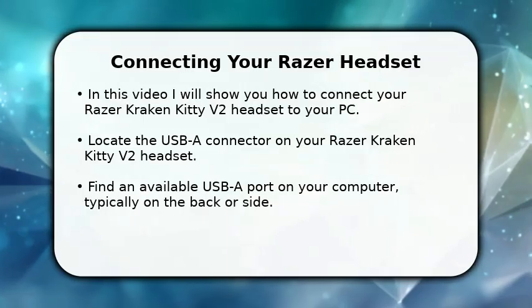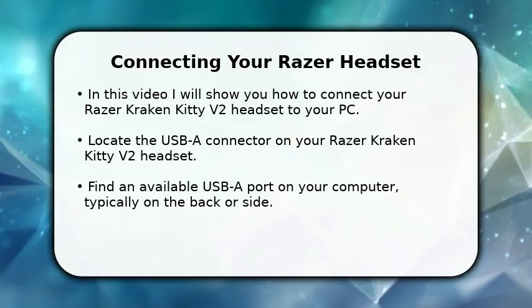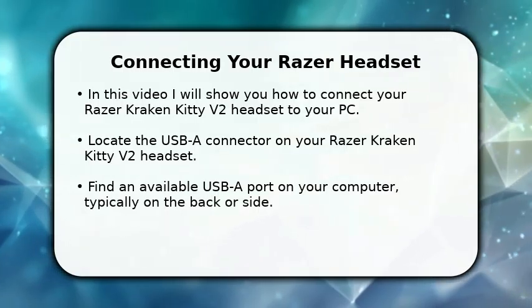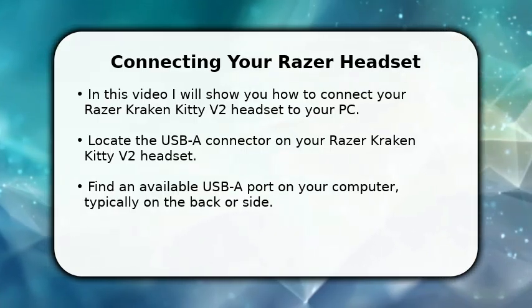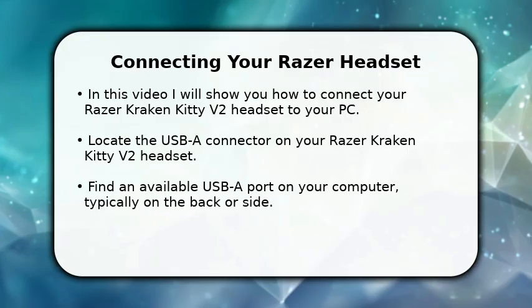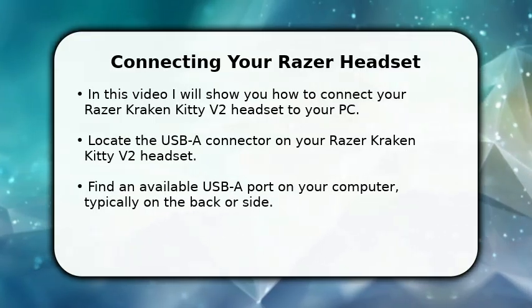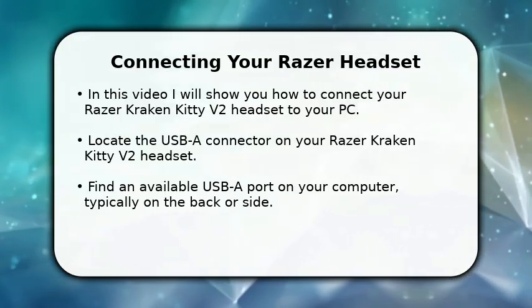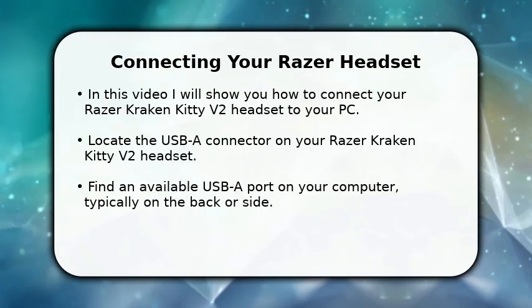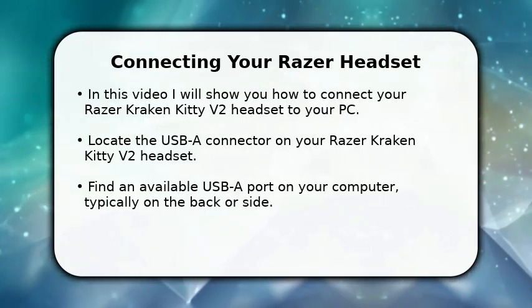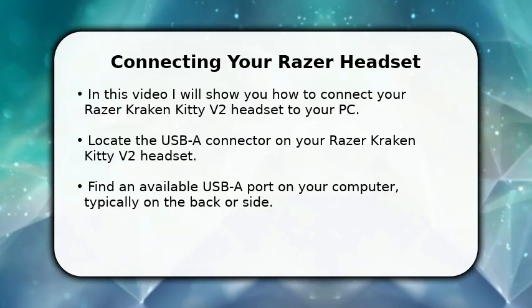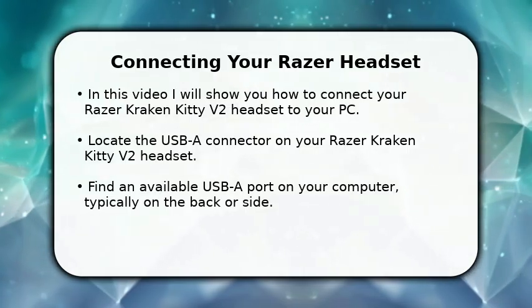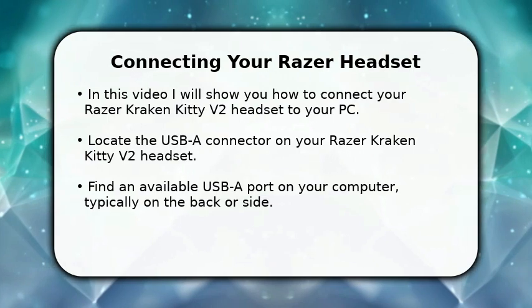In this video, I will show you how to connect your Razer Kraken Kitty V2 headset to your PC. First, identify the USB-A connector on your headset. This is the standard rectangular plug. Next, locate an available USB-A port on your computer. These are commonly found on the back of desktop PCs or the sides of laptops. Once you've found a port, simply insert the headset's USB-A connector firmly into it. You should feel a slight click, indicating a secure connection.